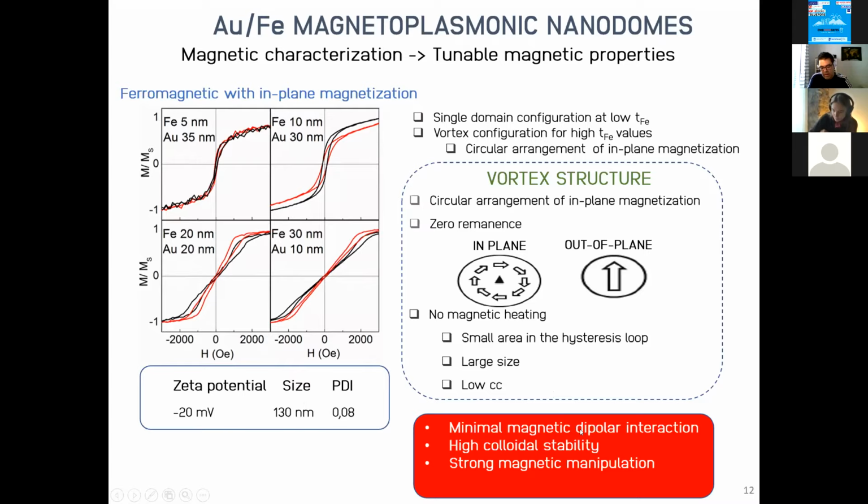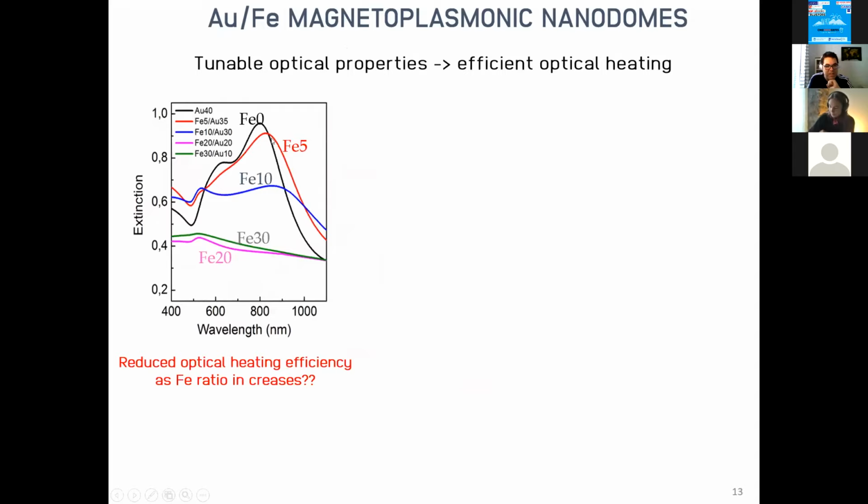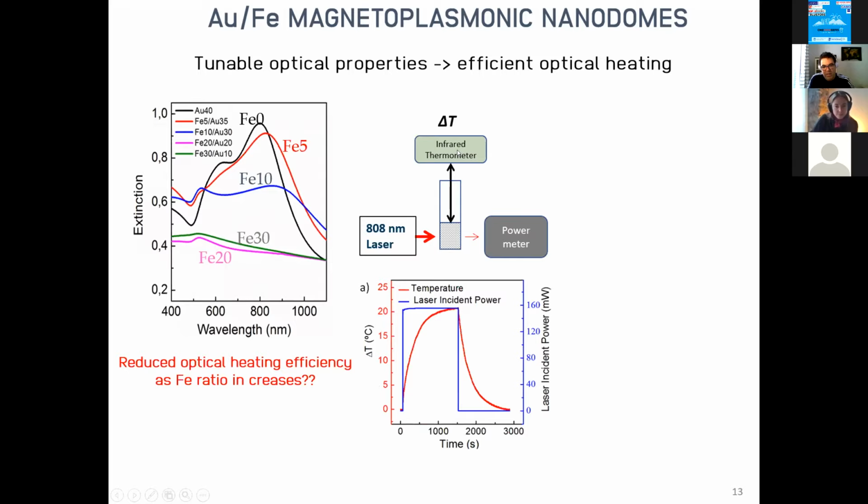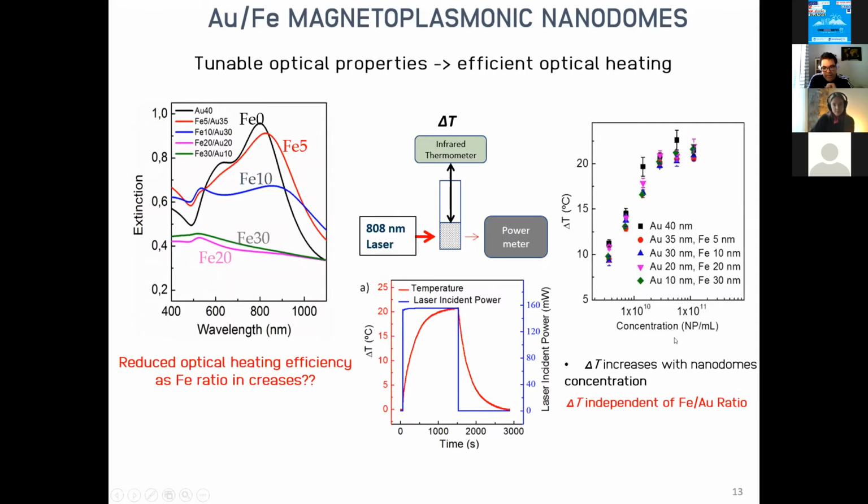Regarding the optical properties, you can see how the iron thickness affects the extinction spectra, because the surface plasmon bands located at 800 and 600 nanometers redshift, get attenuated, and become broader with the iron thickness. We also performed local heating experiments. This is the simple setup that we use, a laser. We also measure the temperature by infrared thermometry, using a power meter to modulate the intensity. And what we have observed, interestingly, is that the temperature increase, of course, grows with the nanodome concentration, and it is also independent of the iron-gold ratio.